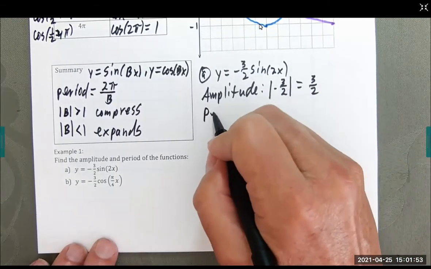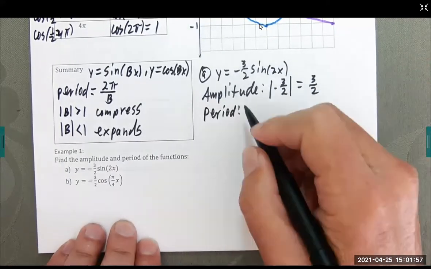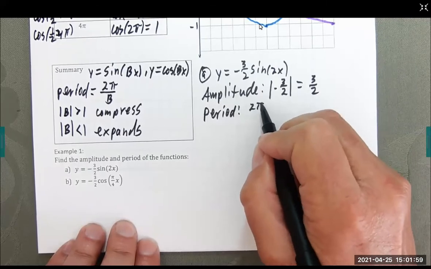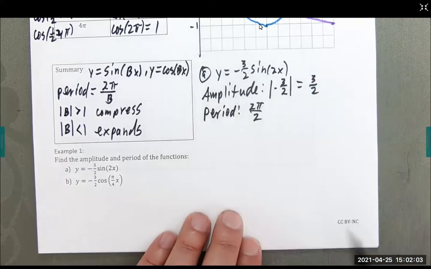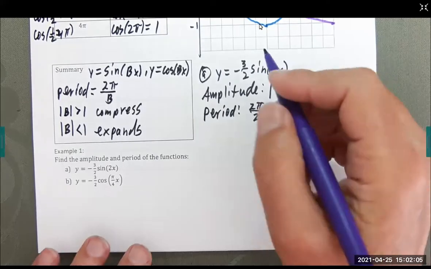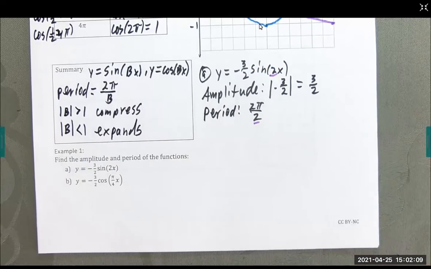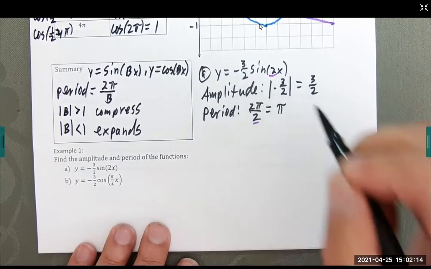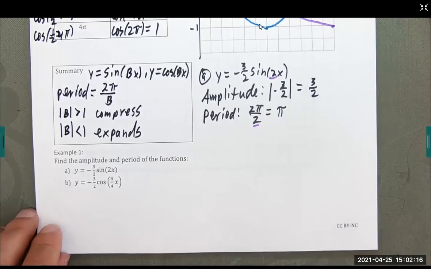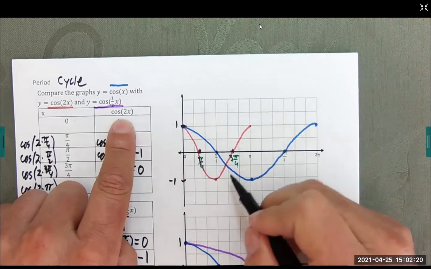Period. B in this case is 2. So this is going to be 2 pi divided by 2. Whatever that is, goes there. So the period in this case is just pi. And I would like to show you, we did have the 2x and it did cycle once and stop at pi.